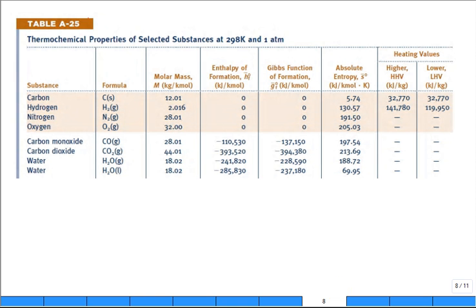Let's take a look at our table, A25, and now we can understand more of this column for absolute entropy. Again, the symbol is S bar, meaning it's entropy per amount, or per kilomole, and the bar naught means that it's at the 1 atm. Here they only give one value in the table, the value at 298 Kelvin and 1 atm, standard temperature and pressure. Notice that you do have a solid, carbon in the solid phase, and it has the lowest value of absolute entropy in the table.